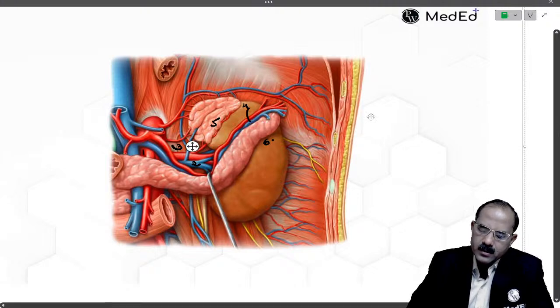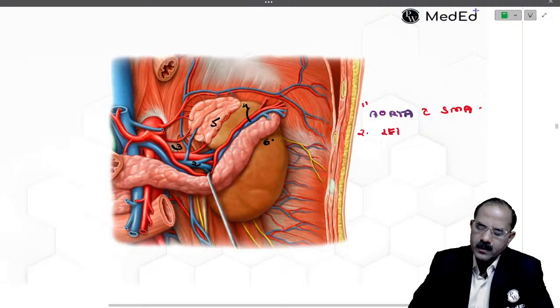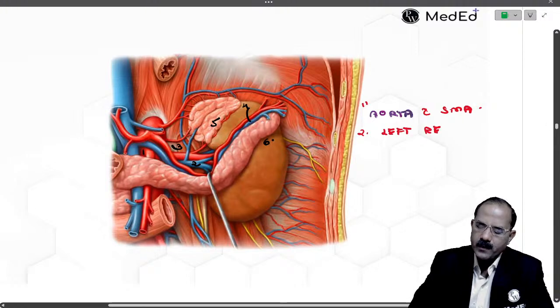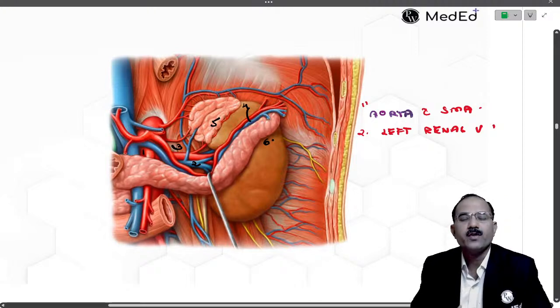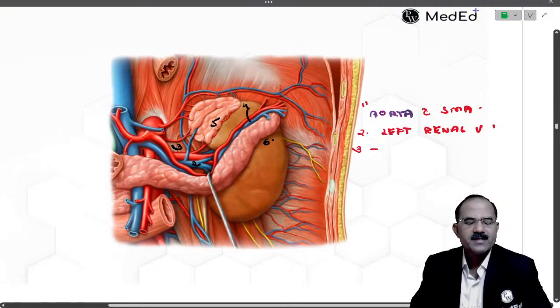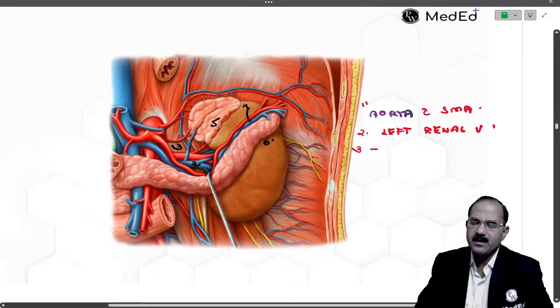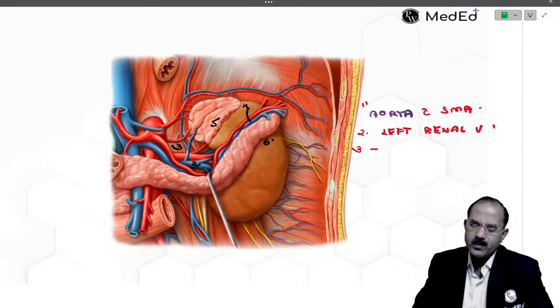Number 1 is the aorta with the origin of the superior mesenteric artery. Number 2 is the left renal vein. Just see the slides, they are beautiful, and you need to draw all this. Number 3 is what? Any guesses? Aorta giving superior mesenteric artery. Yes, aorta with the origin of superior mesenteric artery. Number 2 is the left renal vein.